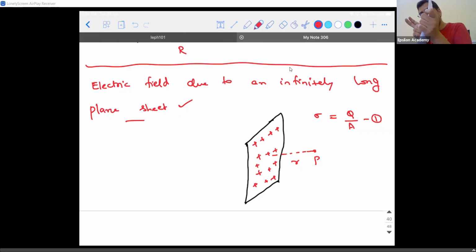at this point, I need to choose a particular surface which is going to be symmetrical about the charge distribution. Then what can I think of? I can either think of a cylinder or a cuboid. So if I think of a cylinder, this is how it is going to be. So it will be something like this.